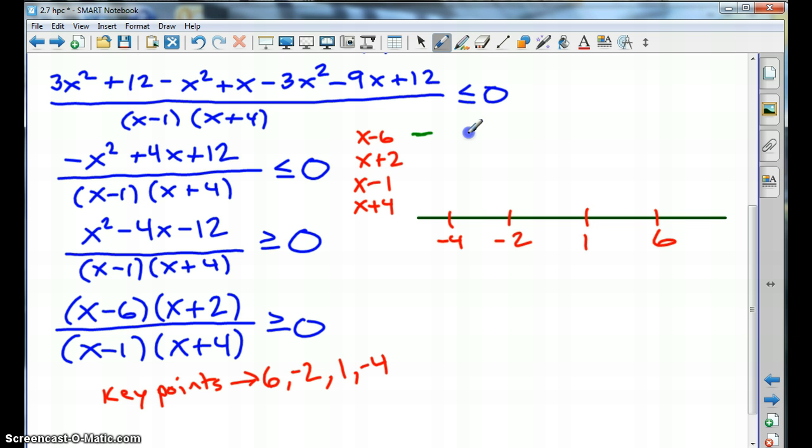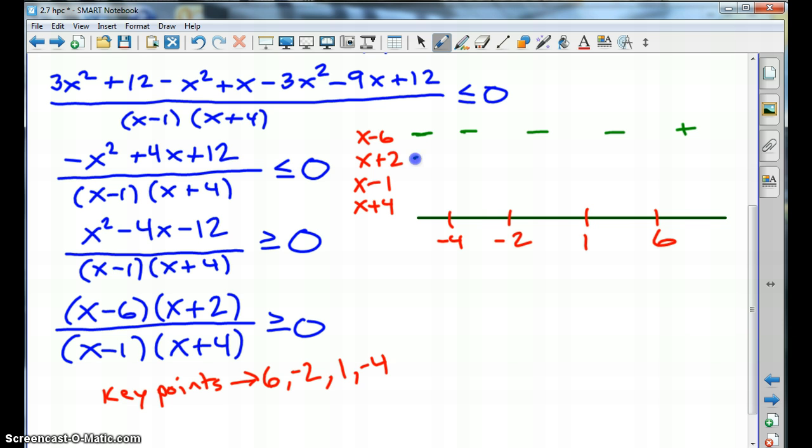And as a matter of fact, with negative 6, whatever input you use, until we get to positive 6, it's going to continue to be negative. And then as soon as we move past 6, that changes to a positive factor. Let's go through that same process with x plus 2.